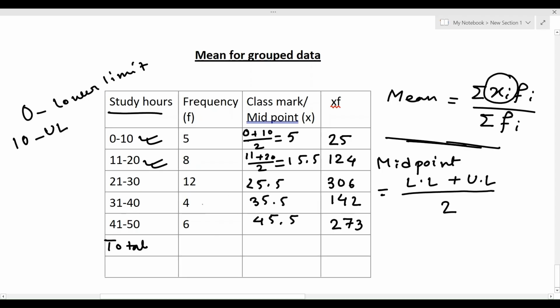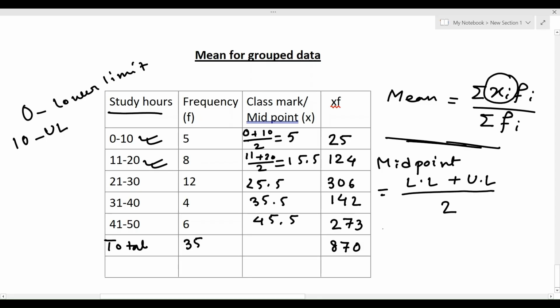Now, we have to find out the total of frequency and the total of x into f. So we have to take the sum of the second column and the sum of the fourth column. The sum of the fourth column will be 870, and the sum of the second column, that is the total frequency, will be 35. If we add up all these observations, then we will get 35.